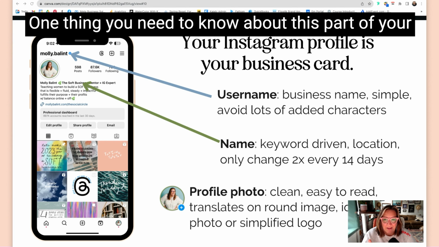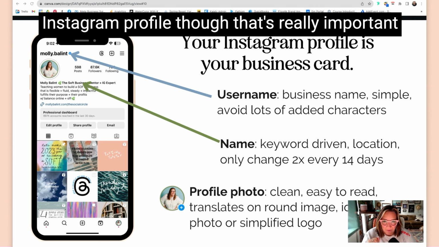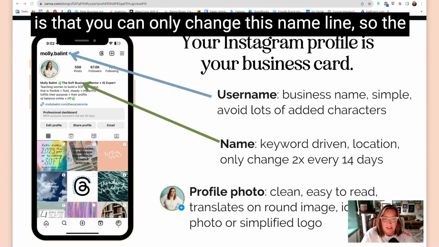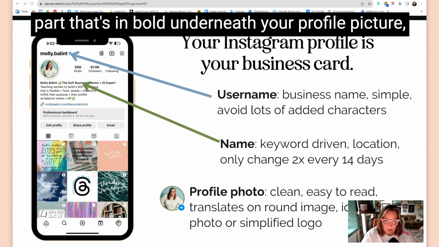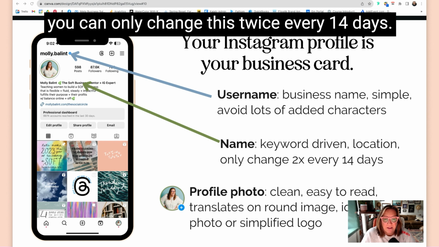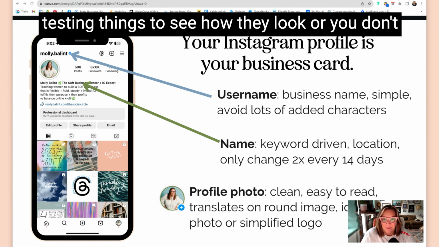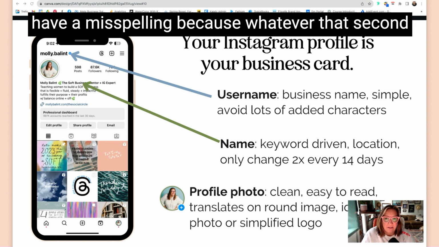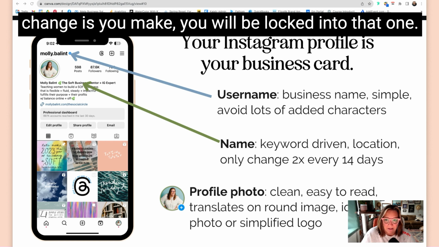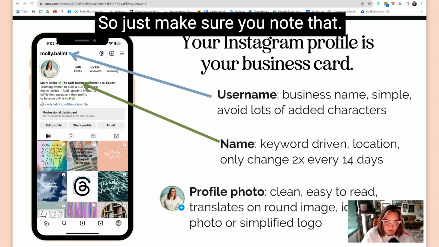One thing you need to know about this part of your Instagram profile, though, that's really important: you can only change this name line, the part that's in bold underneath your profile picture, twice every 14 days. So you want to be very careful that you aren't testing things to see how they look, or that you don't have a misspelling, because whatever the second change you make is, you will be locked into that one. So just make sure you note that.